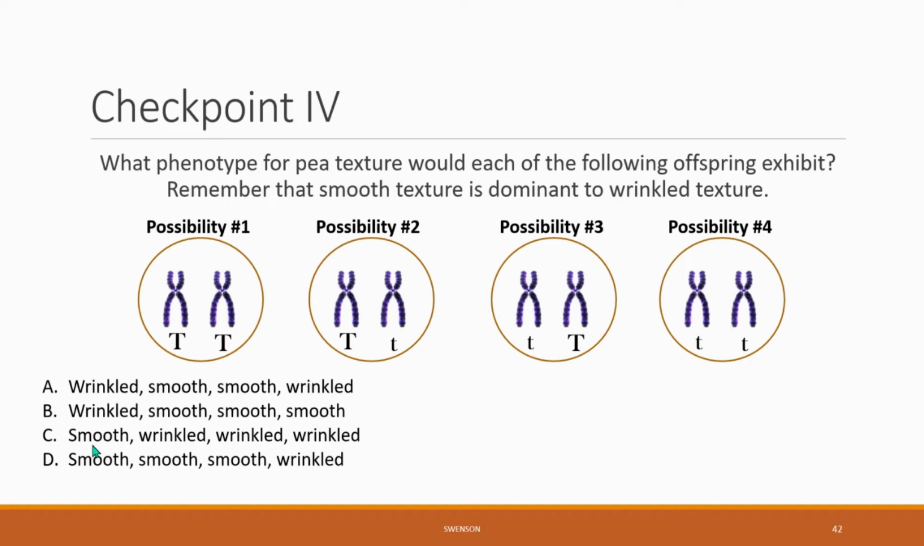What phenotype for pea texture would each of the following offspring exhibit? Remember that smooth texture is dominant to wrinkled texture.